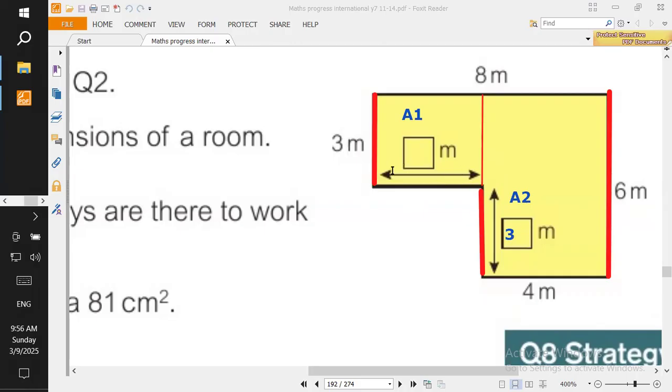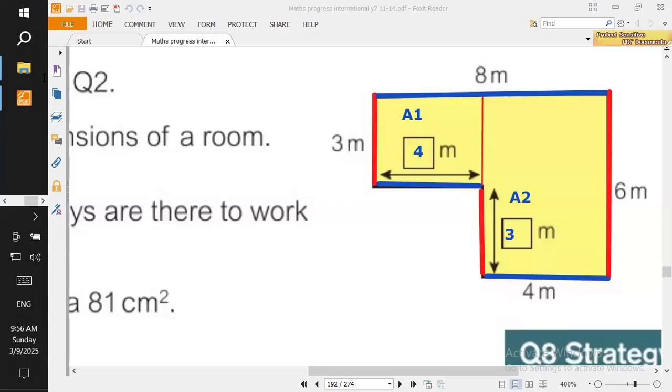Same idea here. I want to find this line. So I'm going to use a different color so you can see it. So the 8 is opposite to what? It's opposite to the 4 and this line. This means to find this line, I have to subtract. So 8 minus 4 will give me what? Very good, will give me 4. So this line is 4 meters, 4 meters. Now, after finding the missing lines, I can find the area of each part alone.